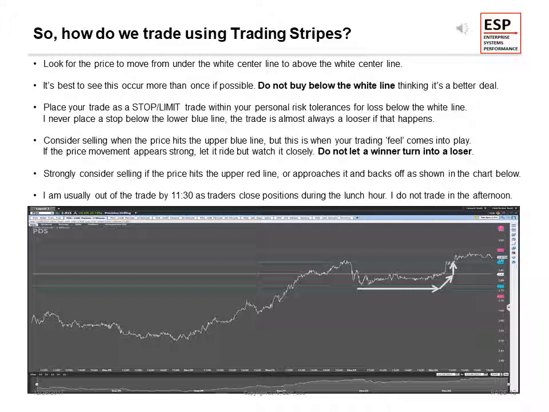Consider selling when the price hits the upper blue line, but this is when your trading field comes into play. If the price movement appears strong, let it ride, but watch it closely. Do not let a winner turn into a loser. Strongly consider selling if the price hits the upper red line or approaches it and backs off as shown in the chart below. I'm usually out of the trade by 11:30 as traders close positions during the lunch hour, and I do not trade in the afternoon because there's just not enough time to get back out if you need to.